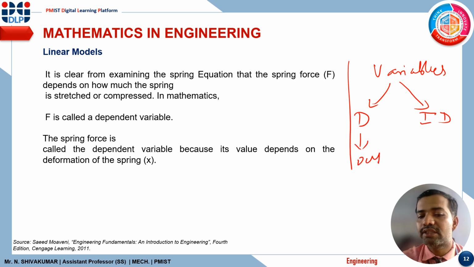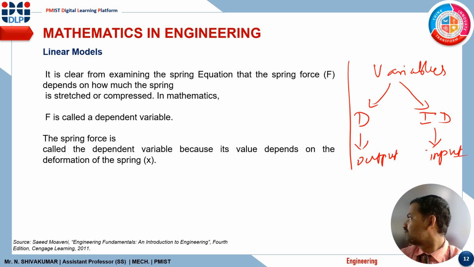So dependent means that this is the output. Simply it is output variable. This is input. So which one we can change independently? Input can be changed, but output we can measure. Output can be measured based on the input. So output is based on what?